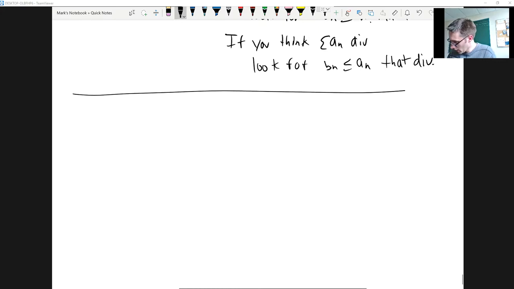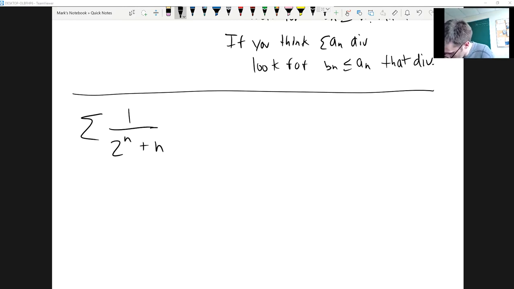All right, so the first one I'd like to look at is the sum of 1 over 2 to the n plus n. And in this case, we're going to use that principle about the fastest growing term to help us here, because we have a sum in the denominator. And so we have two things that are both growing as n grows, 2 to the n and n. And of the two, 2 to the n is going to grow much, much faster.